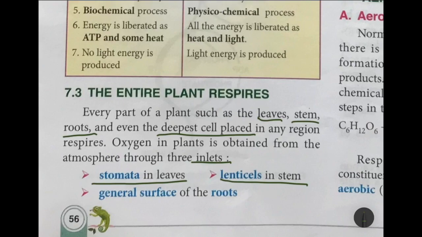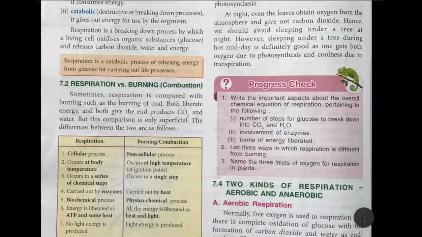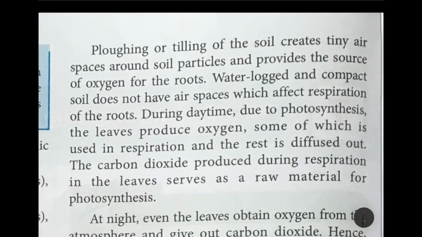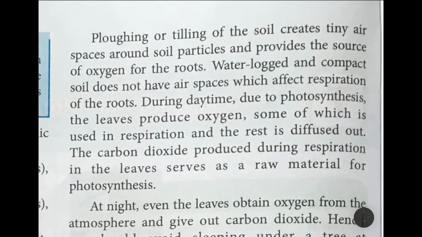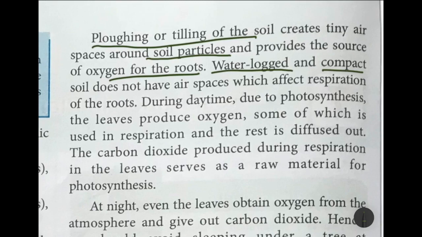And oxygen also gets into the roots through the general surface of the roots. Now when the soil is plowed or tilled, that is, when you dig the soil, what happens? There are tiny air spaces around the soil particles which give oxygen to the roots for respiration. Now if the soil around a plant has lots of water, that is, it is waterlogged and compact, the soil will not have any air spaces and no oxygen will reach the roots.